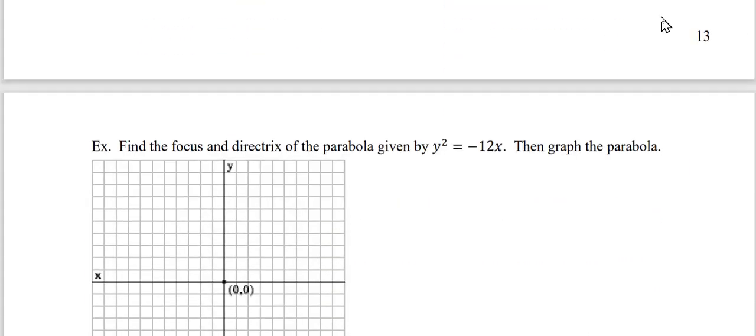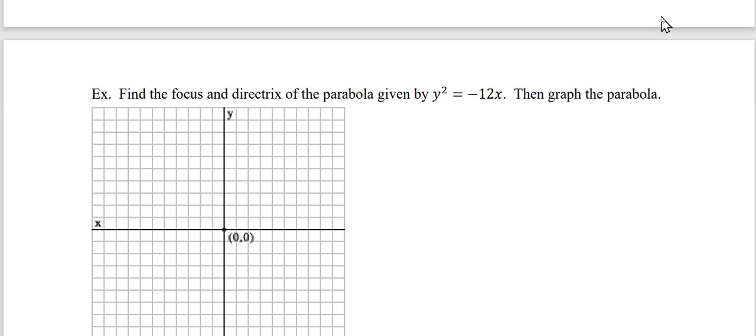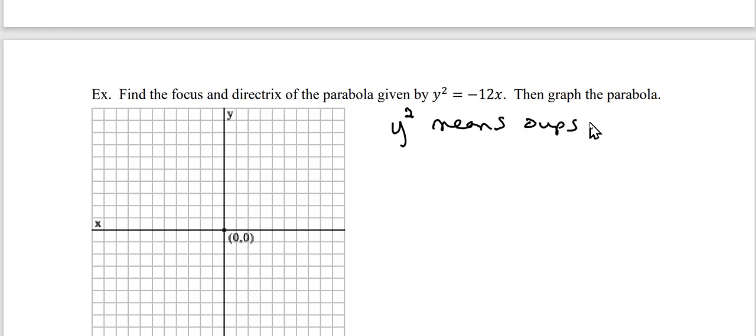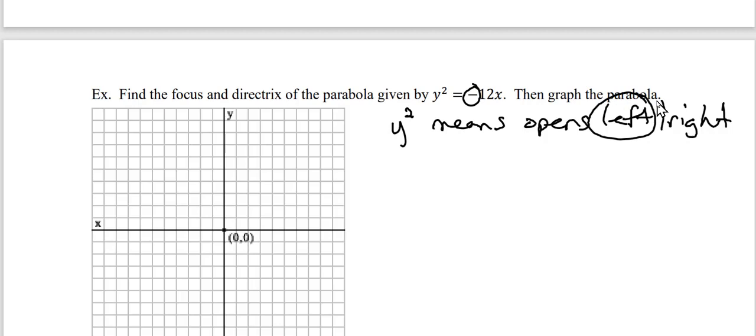Let's look at this. Let's find the focus and directrix of the parabola given by y squared equals negative 12x, then graph the parabola. If the y is squared, that means it opens left or right. Because this number is negative, that tells us that it is going to open left, which hopefully makes sense to you.